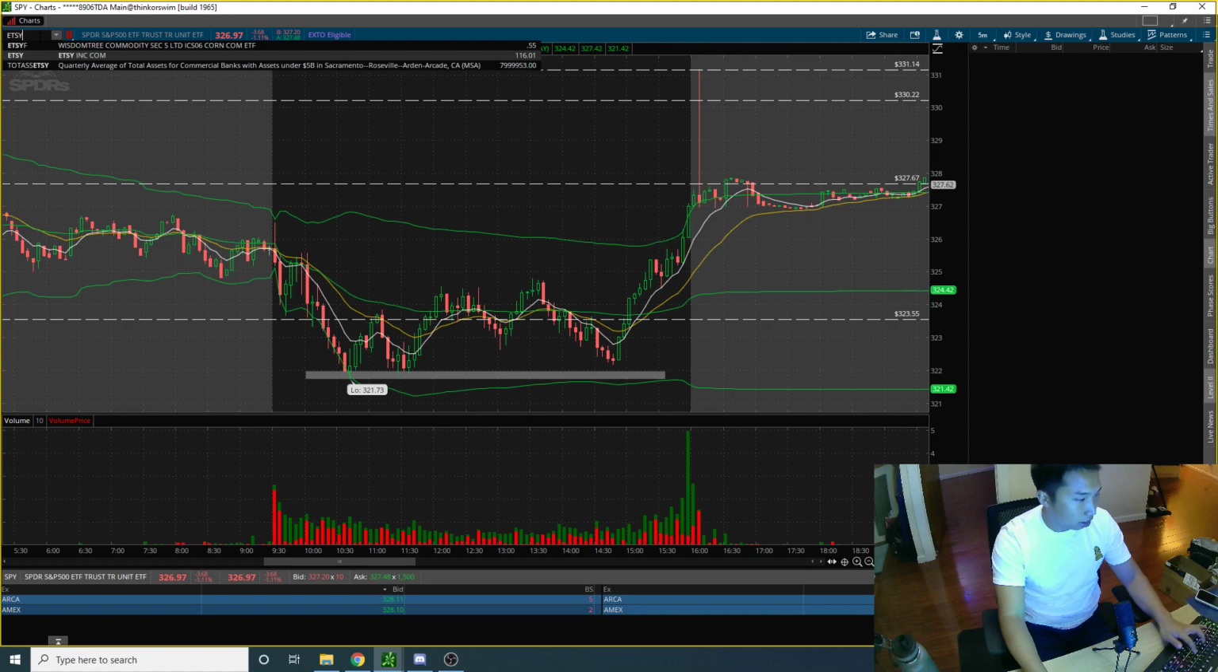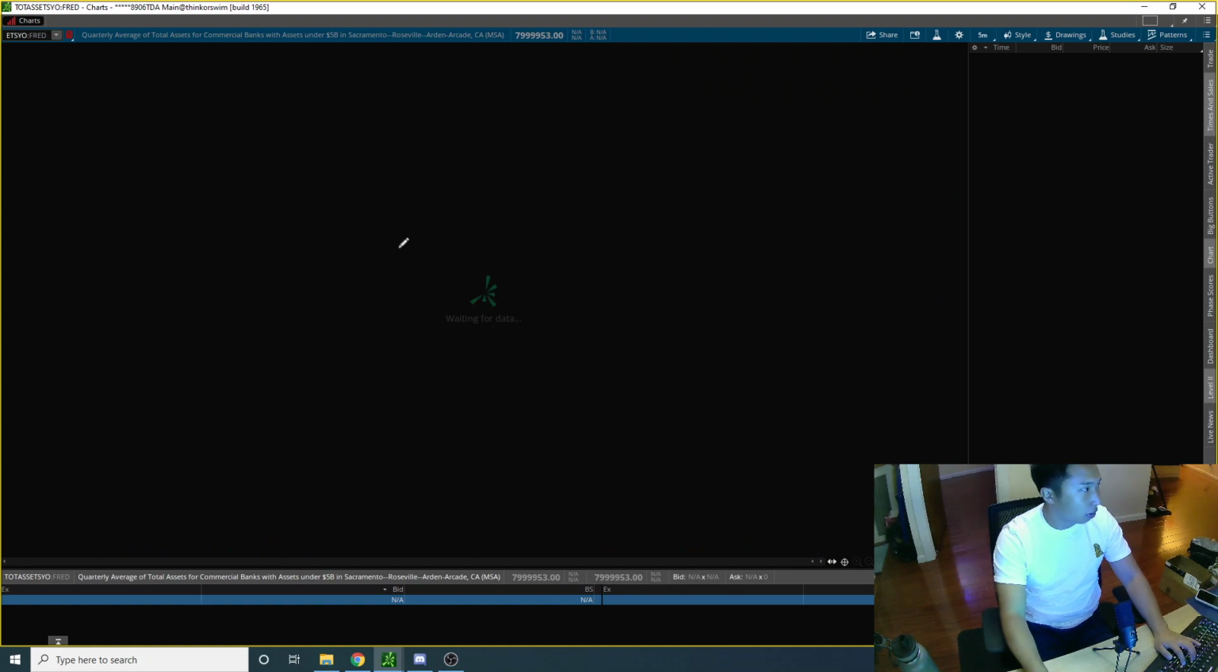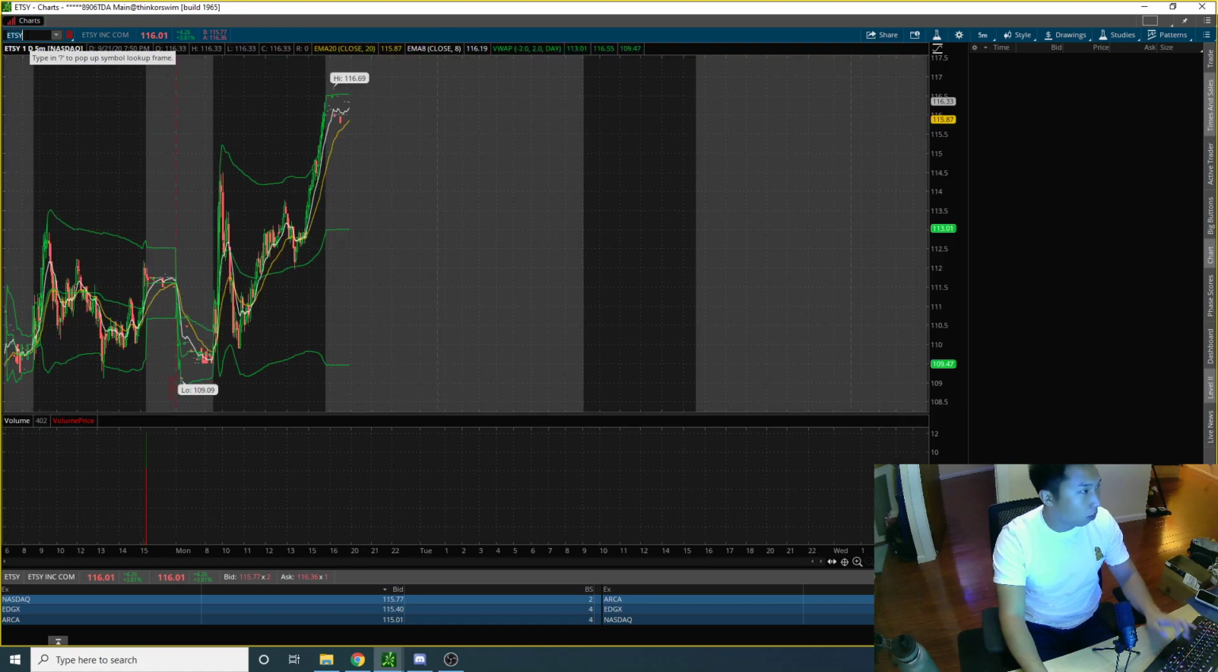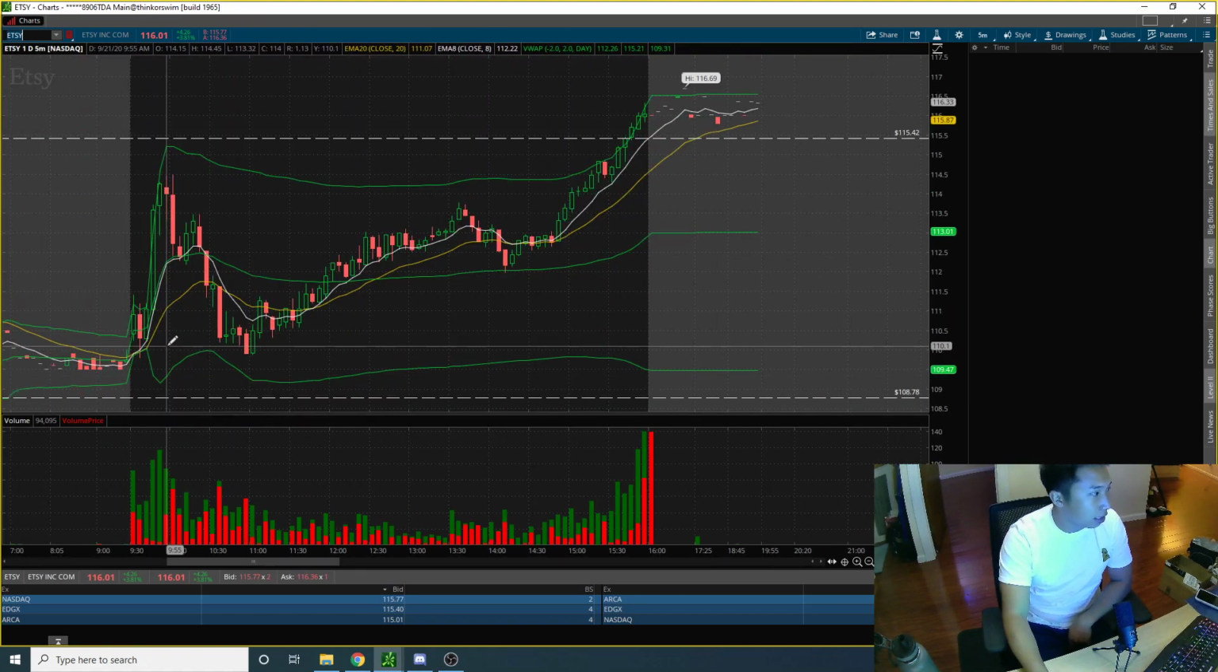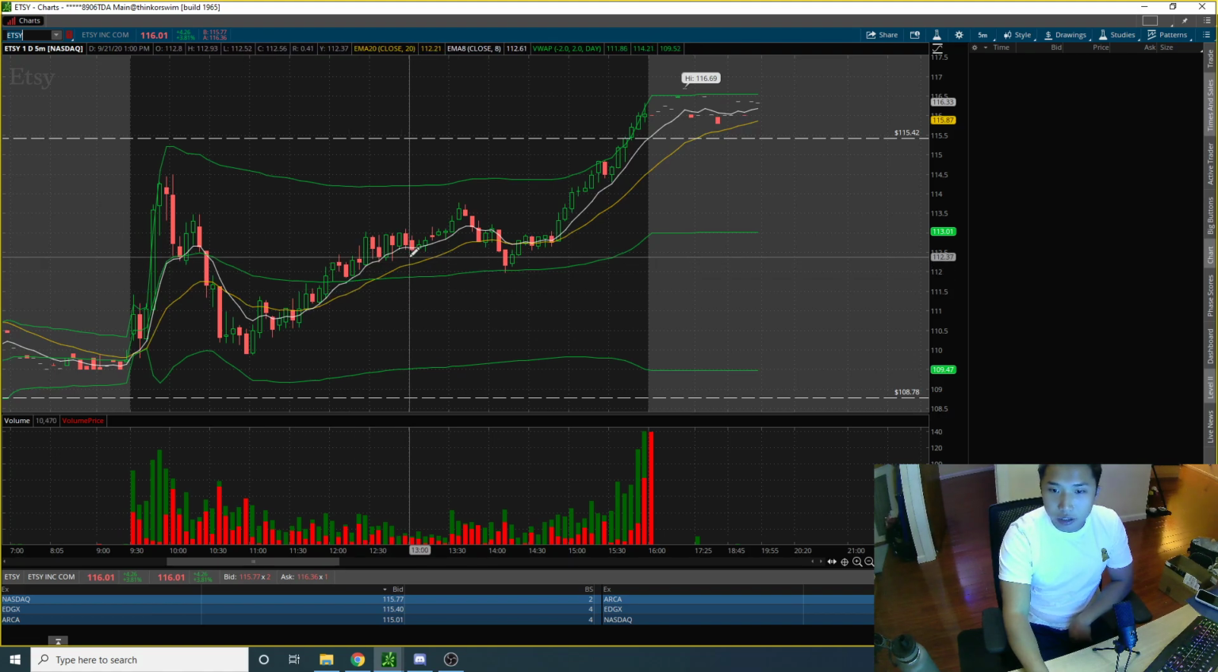After that, you see that the market did like a double bottom and then close to a triple bottom over here. Whereas Etsy just did a double bottom and then a steady trend up. So this gives you an initial sign that Etsy is somewhat strong.